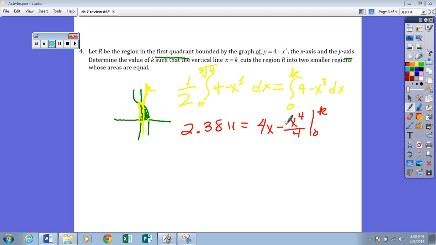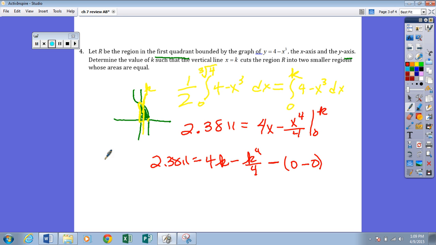So I've got 4x minus x to the 4th over 4, and I need to go from k to 0. The reason I'm doing this is because this part you can't do in the calculator. You're going to have to do this by hand so that you can then do some algebra. So I'm going to keep my 2.3811 here. I'm going to plug in my k, 4k minus k to the 4th over 4, minus, I'm going to plug in my 0. So that's going to be 4 times 0 minus 0 over 4.